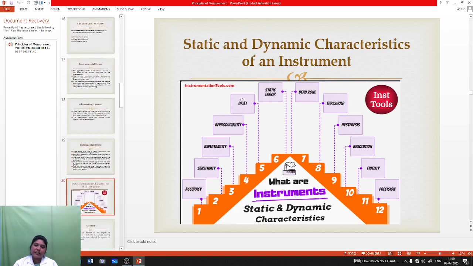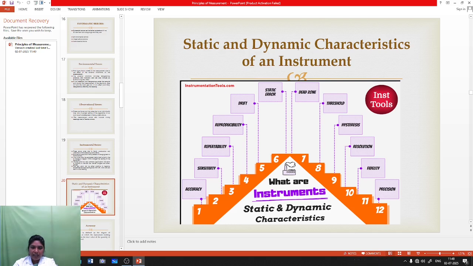Next is the characteristics of an instrument. We can categorize them as static and dynamic characteristics. What are static characteristics? In static characteristics, the instrument measures a quantity which does not vary with time, or varies slowly with time.